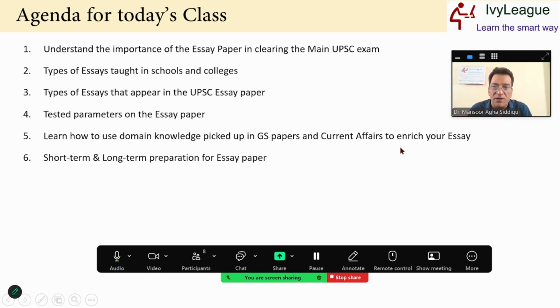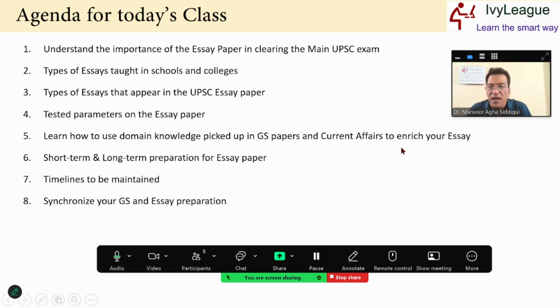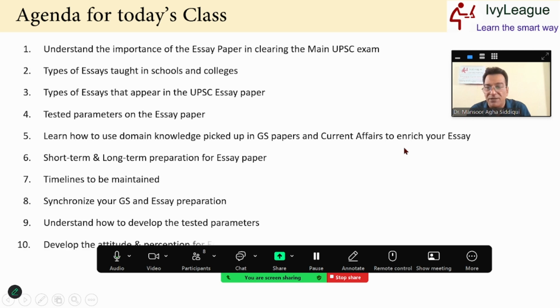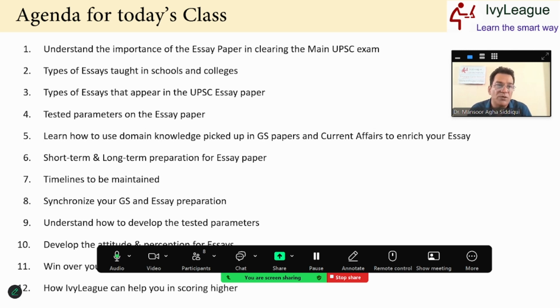Plus, we look at short-term and long-term preparation for the essay paper, the timelines that you need to maintain, and how to synchronize your GS preparation and your essay preparation. Also, we'll understand how to develop the tested parameters in this particular examination, and the attitude and perception required for the essays, plus how you can possibly win over the people who are going to check your essay, your assessors from UPSC, and how we can possibly help you in scoring higher here.